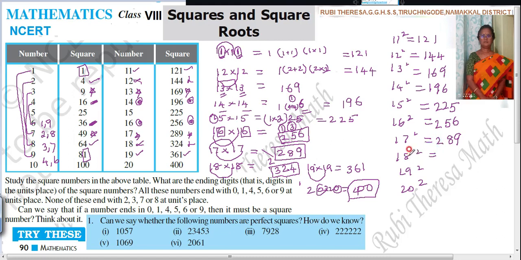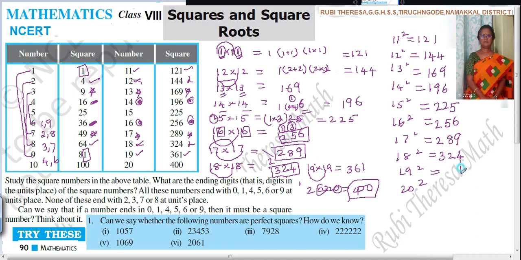Then 18. 8 means what? 8 means 4. Sorry, 8 means 4. What is the predecessor, the previous number of 4? 3. But you don't write the 3 here, because here there will be a change. So this 3 should be written in the 100th place. Understand? Then what is the previous number for 3? 2. Understand? So 324.